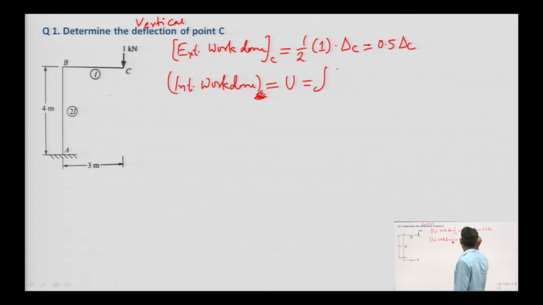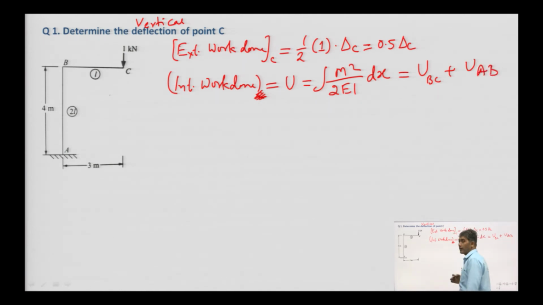So, it is the integral of M square upon 2EI into dx. And it will be U_BC plus U_AB, since the property of the structure is changing, EI and 2EI. This is the horizontal and this is the vertical, so we have to break this. Let us consider a section at x.